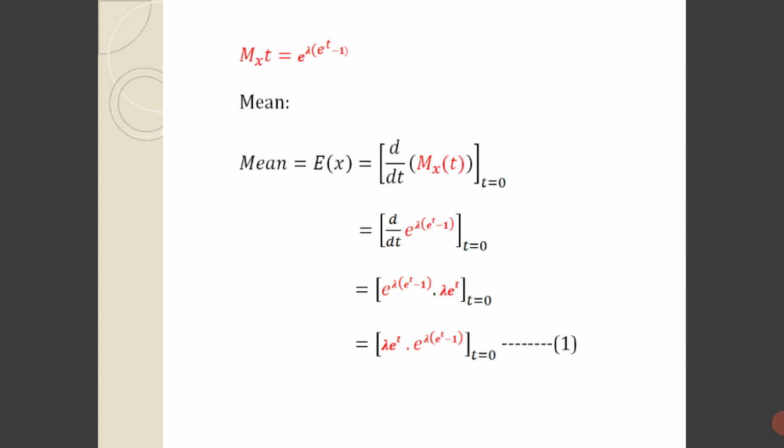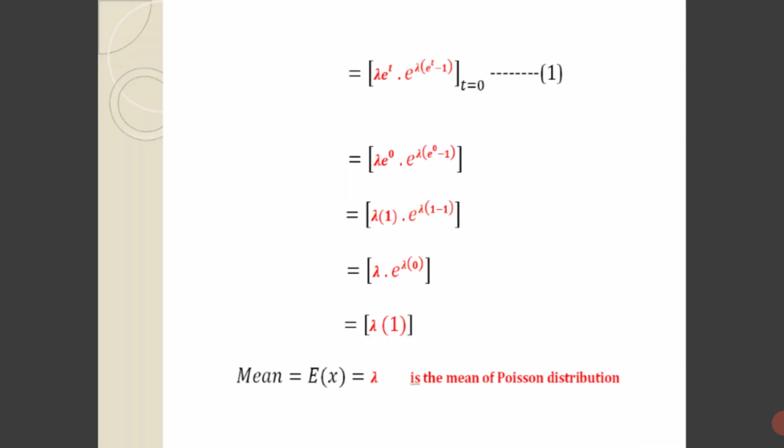After differentiating, interchanging these two terms, we get λe^t into e^(λ(e^t − 1)). This is equation number 1. In this equation, put t equal to 0. Now I am going to put t equal to 0 in equation number 1. We get λe^0 into e^(λ(e^0 − 1)). e^0 answer is 1.